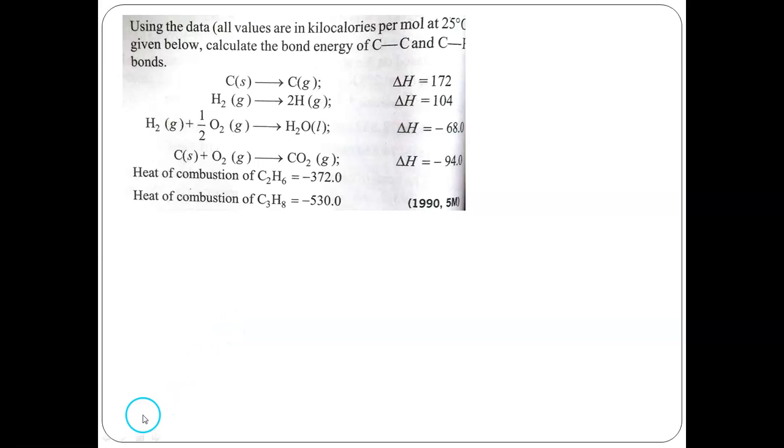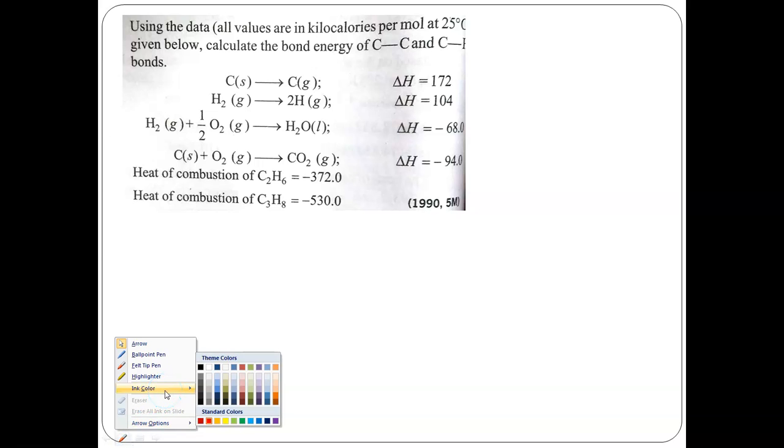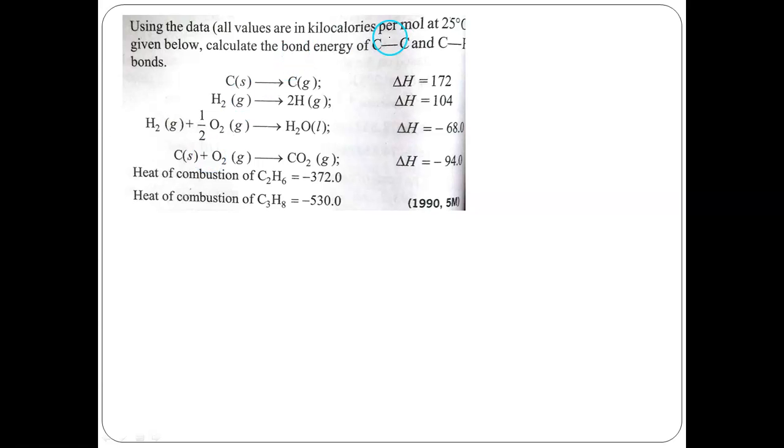Now, in this question, it says, using the data, all values are in kilocalories per mole at 25 degrees centigrade, we need to calculate the bond energies of C-C and C-H bonds, right? This is actually a question from the 1990 IIT JEE examinations.